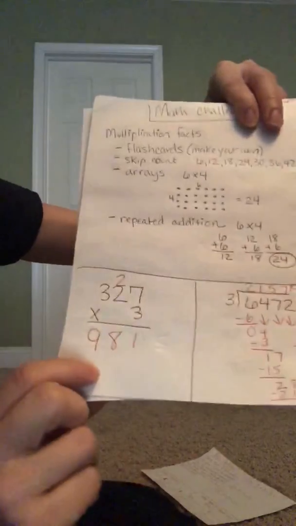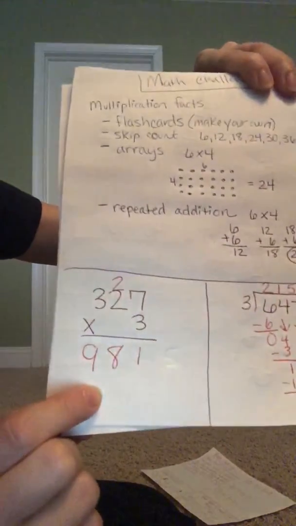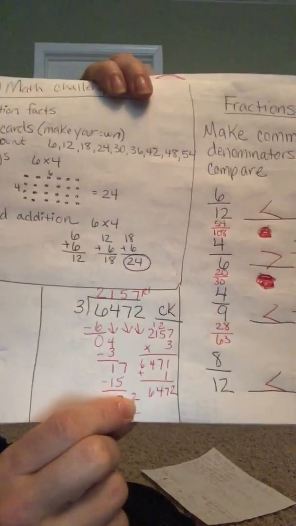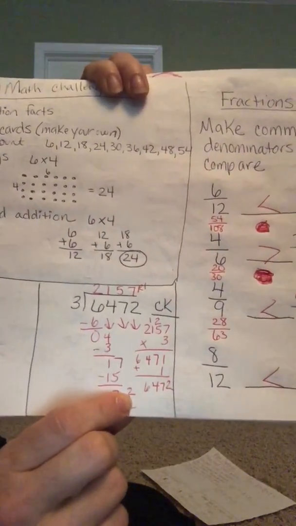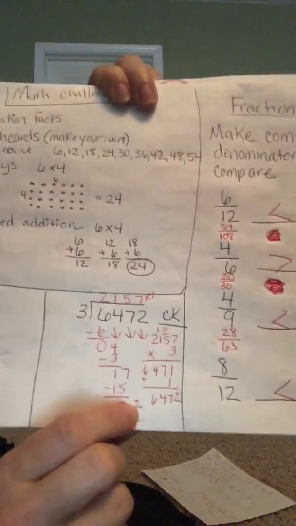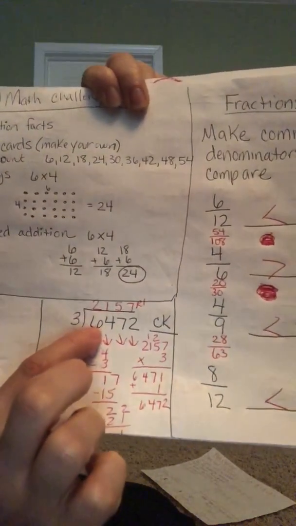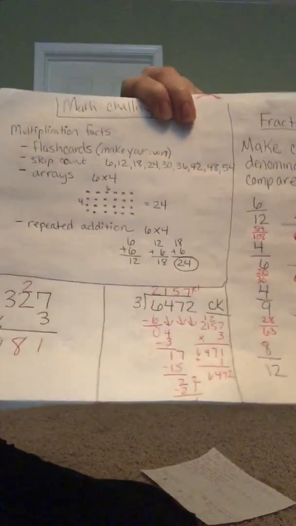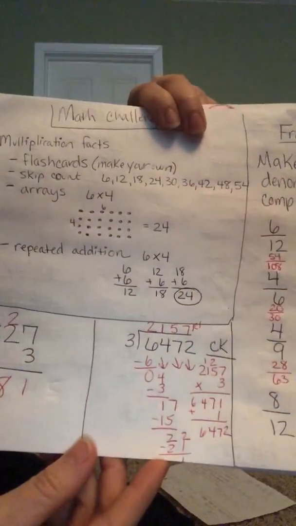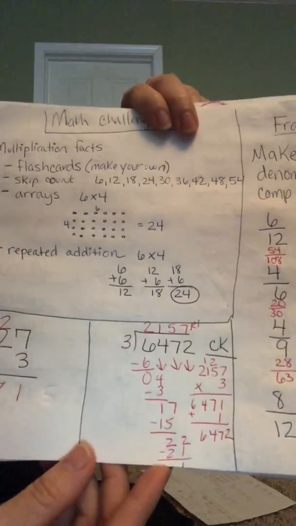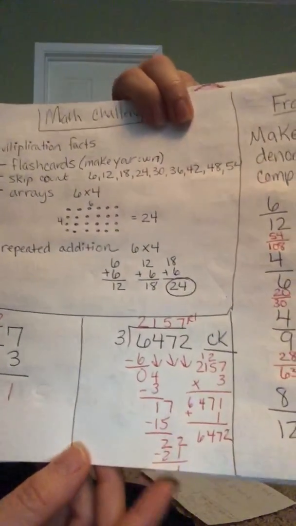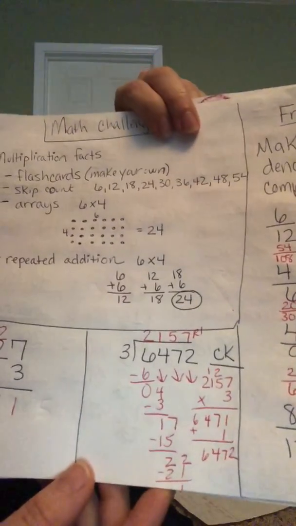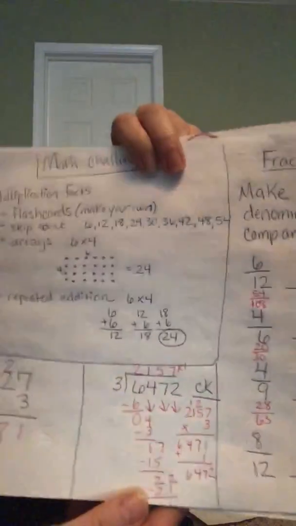Okay, so yesterday we had 327 times 3 gives us 981. My division problem: a few friends sent me pictures of the work that they did, and you're going to notice you have a different answer for this, because I noticed that you did 6,972 when you did it on your paper. So your check may have come out correctly, but that's because you actually did a slightly different problem. The answer to this problem, though, is 2,157 remainder 1, and the check works on that.